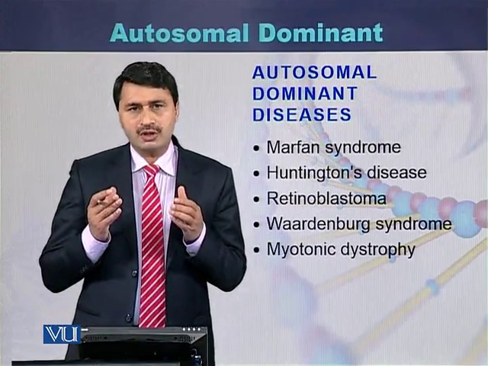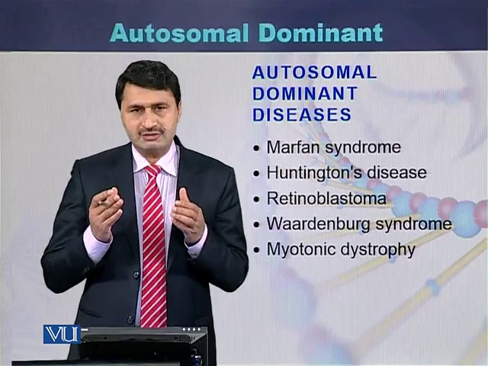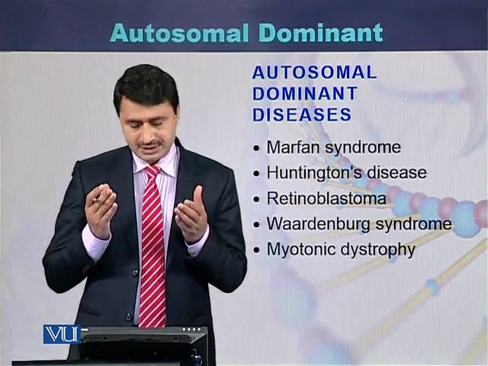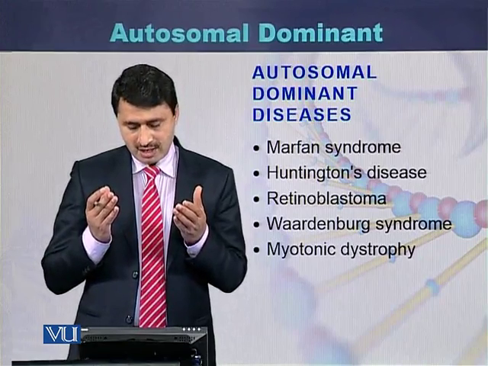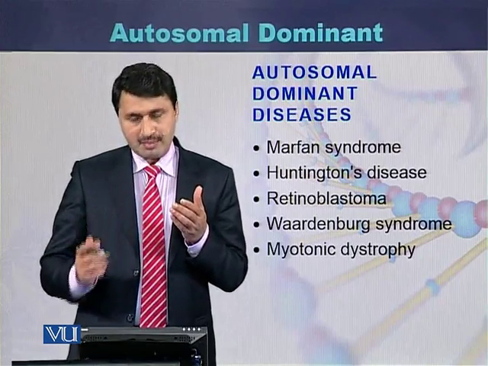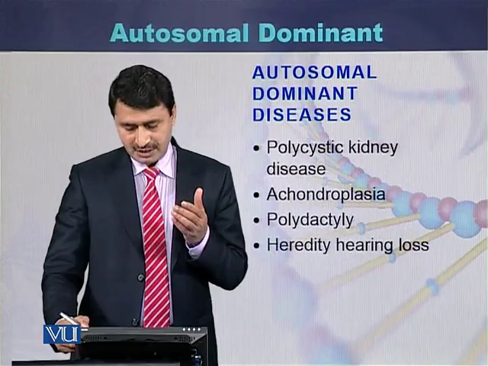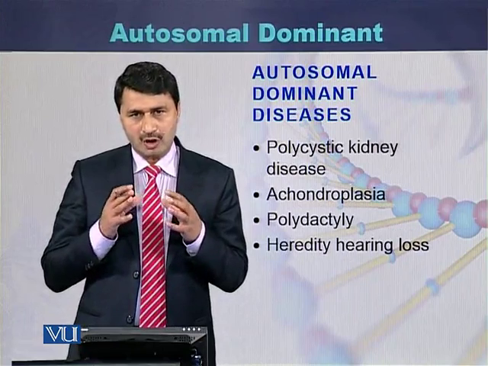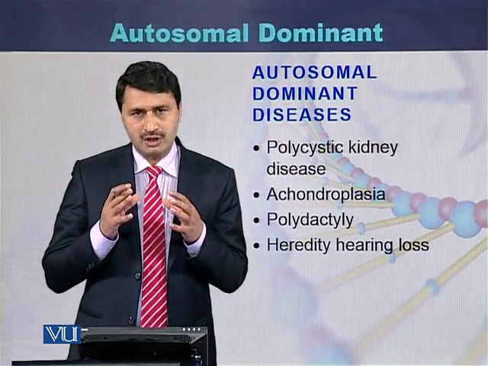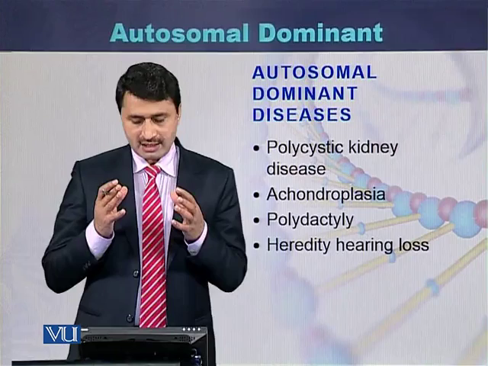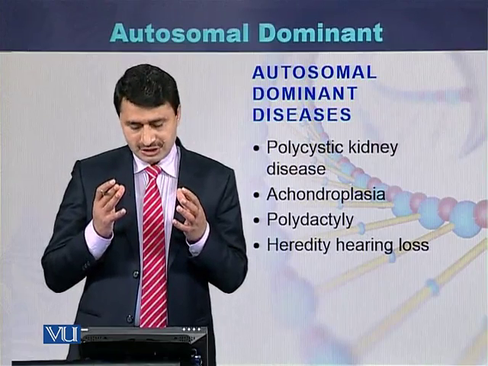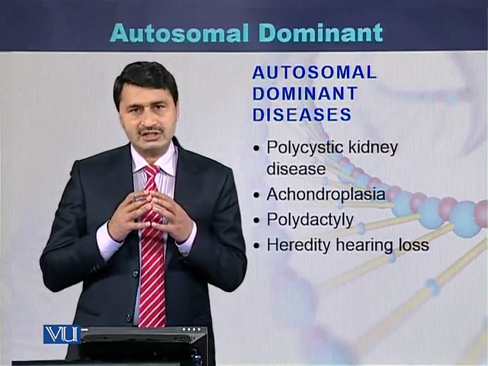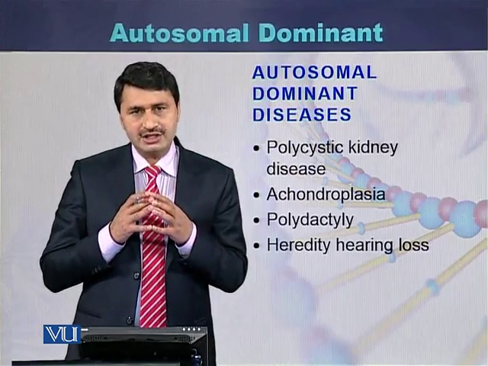Some of the most common autosomal dominant diseases found in humans are Marfan syndrome, Huntington disease, retinoblastoma, Waardenburg syndrome, and myotonic dystrophy. In addition to these disorders, there are a few other disorders which are common in the autosomal dominant pattern. They are polycystic kidney disease, achondroplasia, polydactyly, as well as certain forms of hereditary hearing loss.